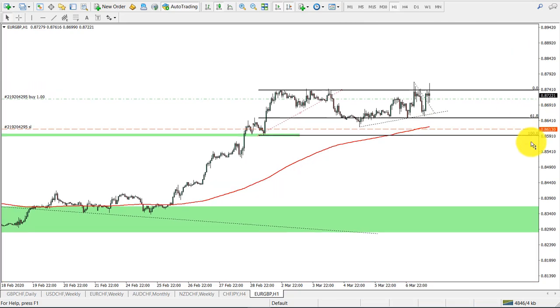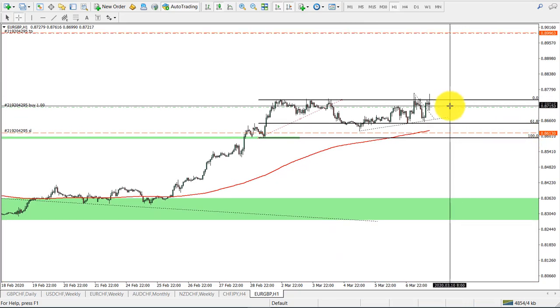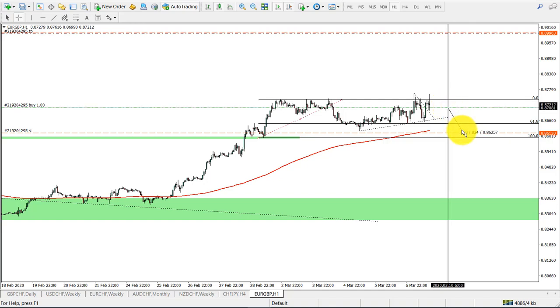And what is important also is that our risk reward is 2-to-1, which is good. You can see our potential profit is 278 pips, and our stop loss is 90 pips. So it's a very good risk reward ratio.